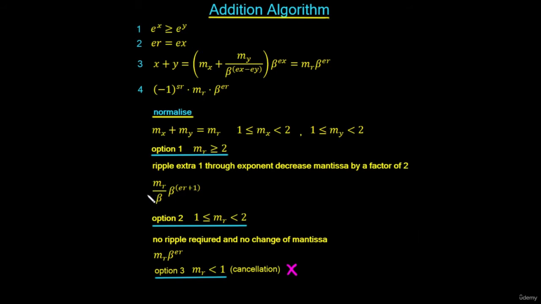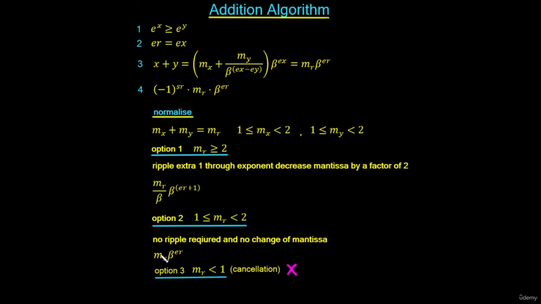So mathematically, we would have the mantissa of the result divided by beta and times beta to the exponent of the result plus 1. So we're rippling the 1 through and we're dividing the mantissa. Now the other option is that the mantissa for the result is greater than or equal to 1 and less than 2. In this case, we don't have any normalization required. It's already in a normalized format. So we're simply going to have the result MR times beta to the ER.